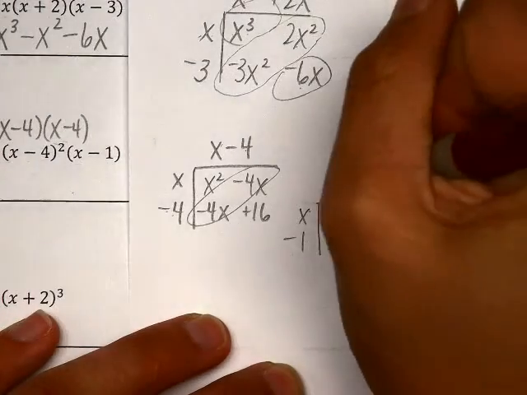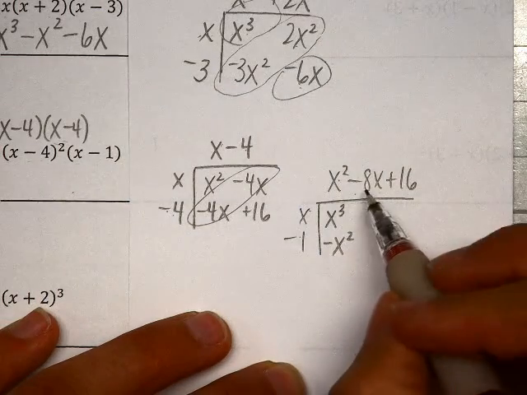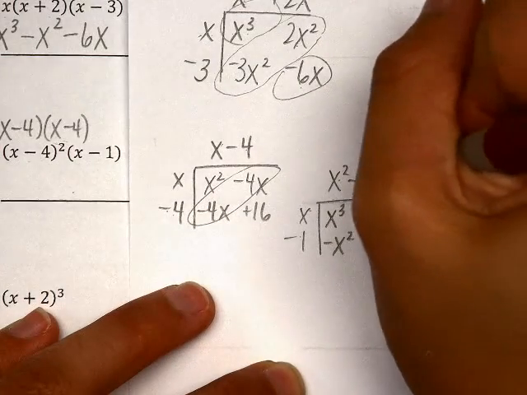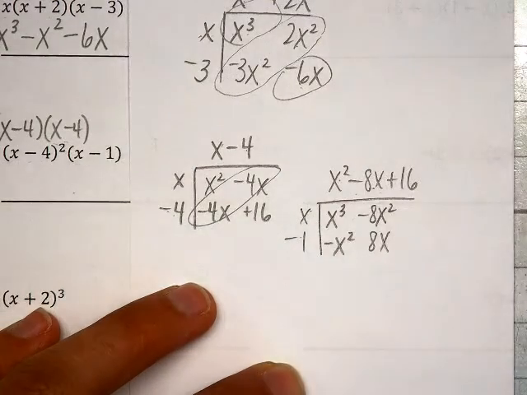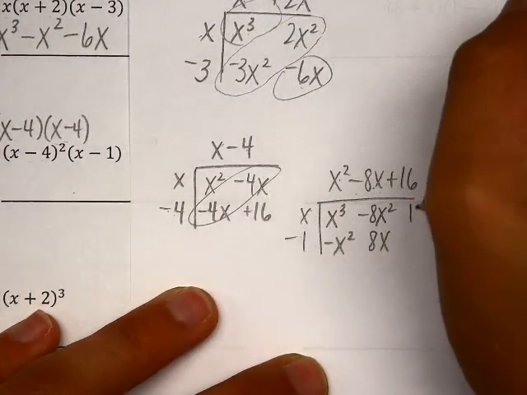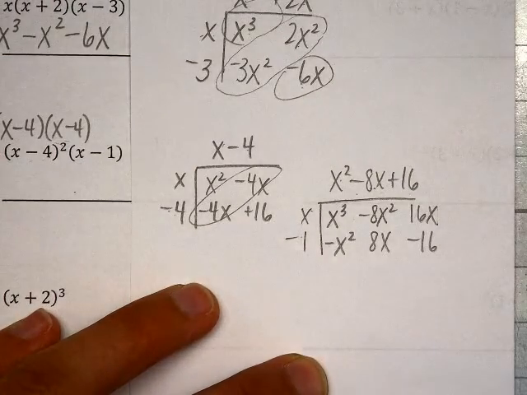X squared times x is x cubed. X squared times negative 1 is negative x squared. Negative 8x times x is negative 8x squared. Negative 8x times negative 1 is positive 8x. 16 times x is 16x. And 16 times negative 1 is negative 16.